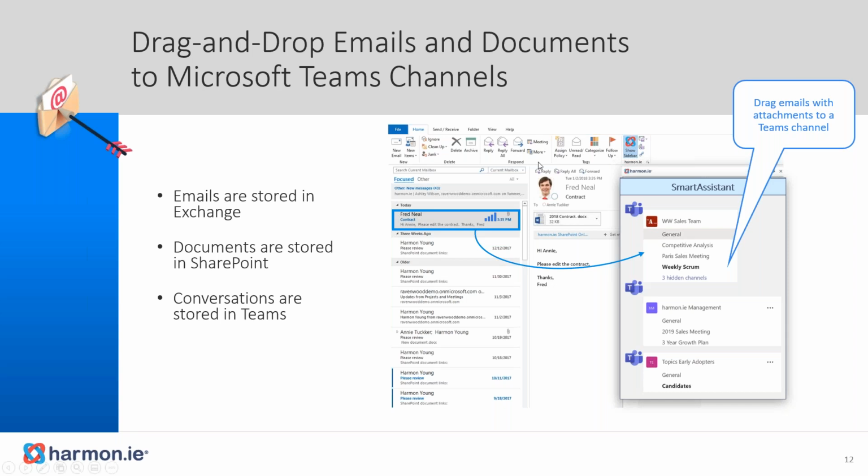So for example, if I receive this email that we've got on the screen here with an attachment and I want to get that contract into the SharePoint site that's associated with a channel of a team, then I would have to download that document locally. I'd probably then go into Teams to find the team that I'm looking for.